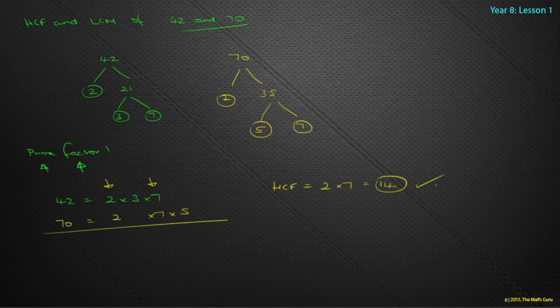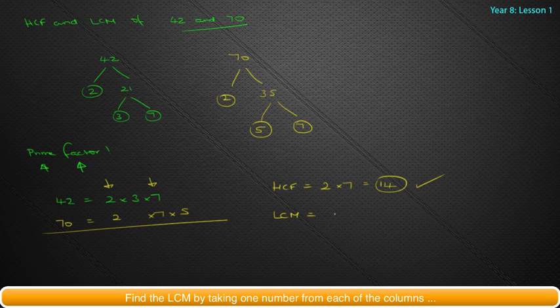And because there are 2 that they share and 7 they share, the highest common factor of both of those numbers will be 14. And the lowest common multiple, the one that Joe just missed out on, was you take one number from each column. And so in that case, we've got a 2 and a 3 and a 5 and a 7.